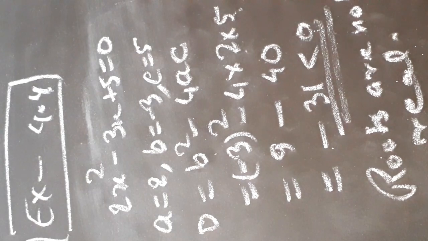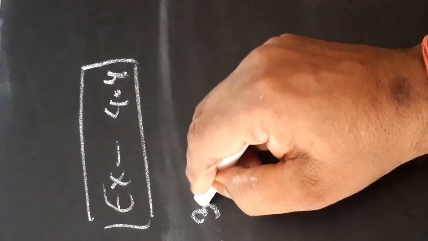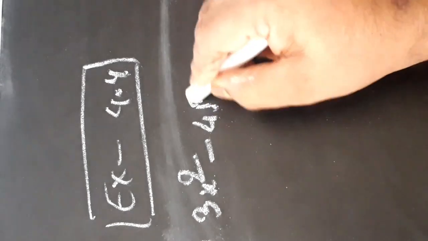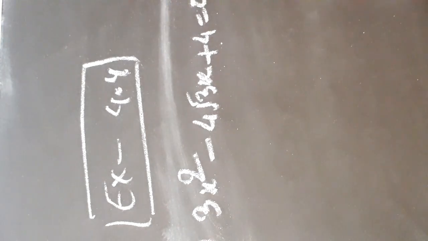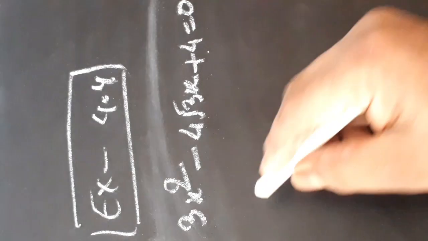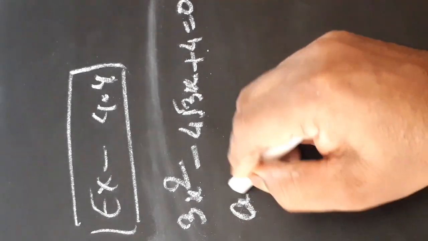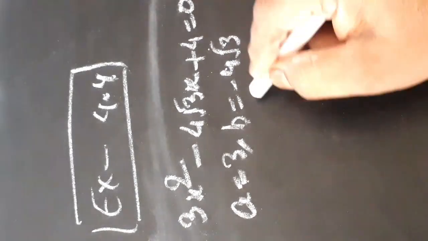Now we will see the next equation. The next equation we have is 3x² − 4√3x + 4 = 0. We have to find the nature of roots of this equation. For this, we will find D. Here a is 3, b is −4√3 and c is 4.